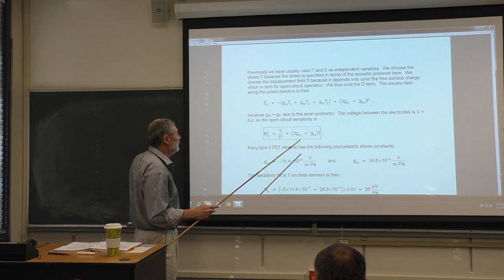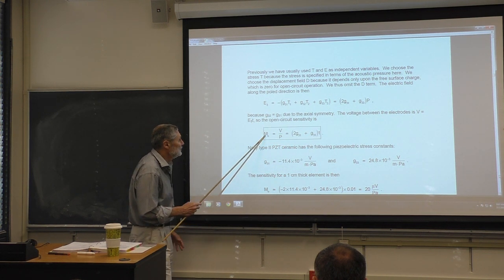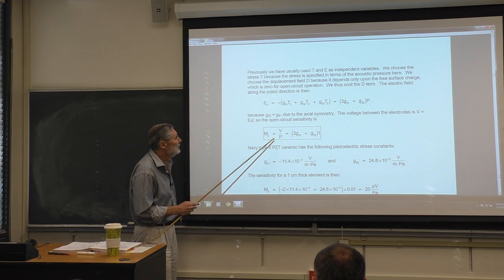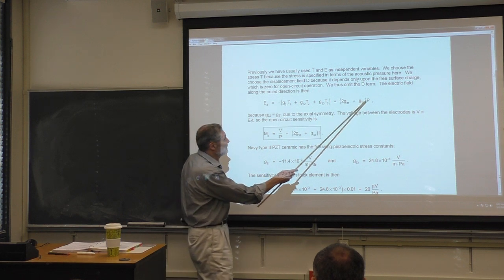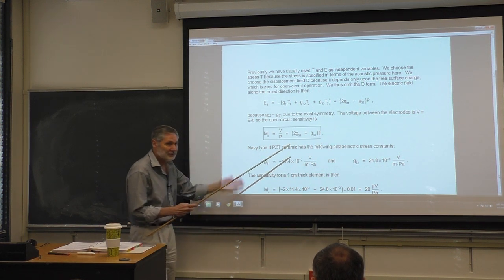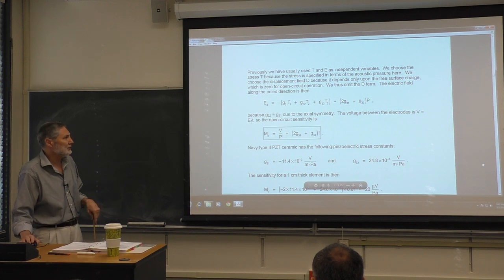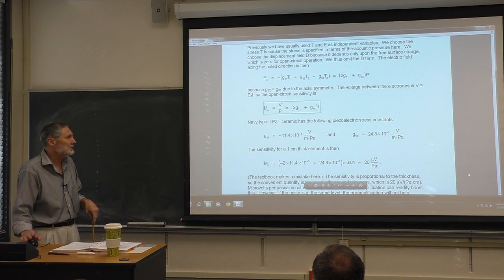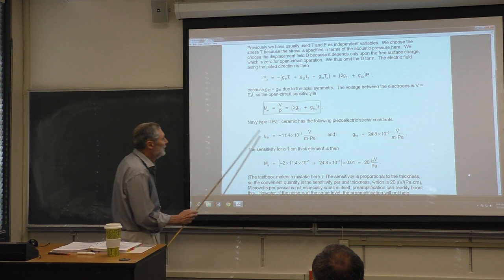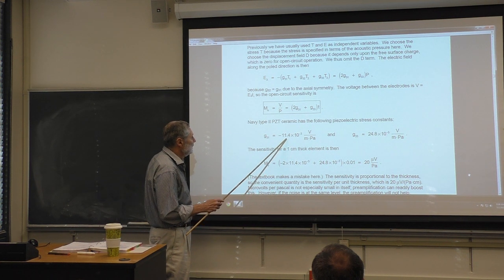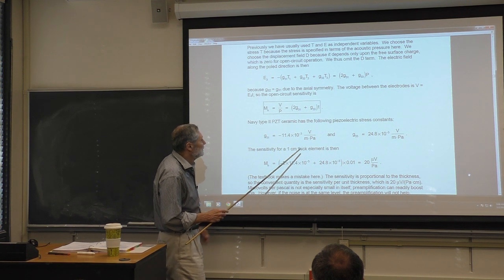So we're done. The open circuit sensitivity is the voltage divided by the pressure. The voltage is just this times the distance. We divide by the pressure, it scales out. This is all linear, and we have our sensitivity. So let's plug some numbers in now. This is type 2, PZT, Navy type 2, in the book, from some chapter. Plug these numbers in.